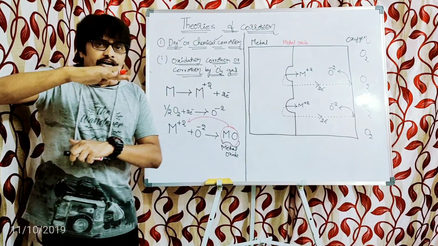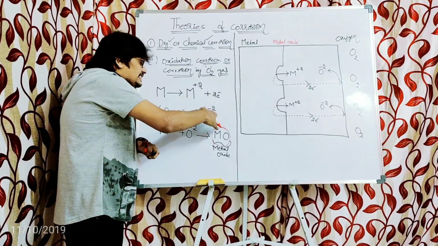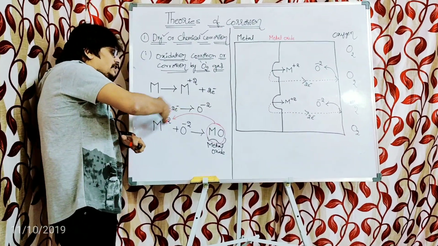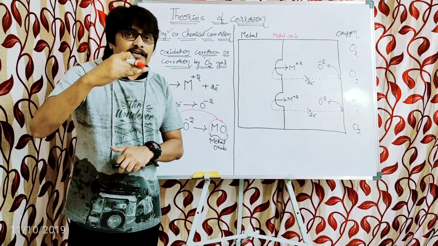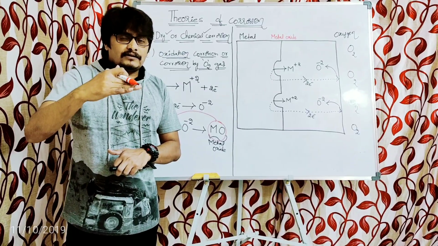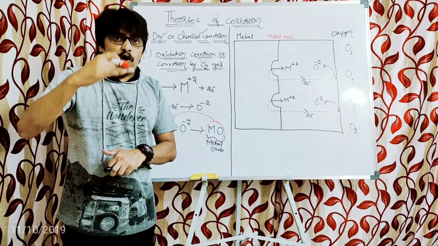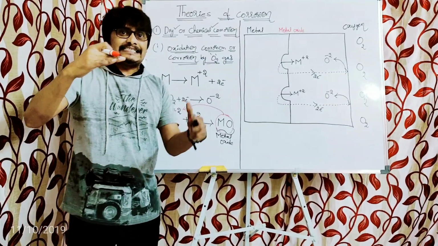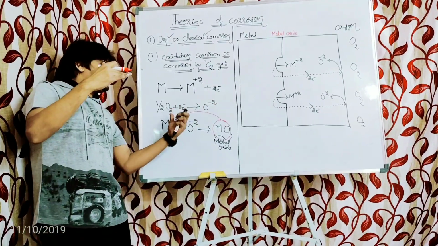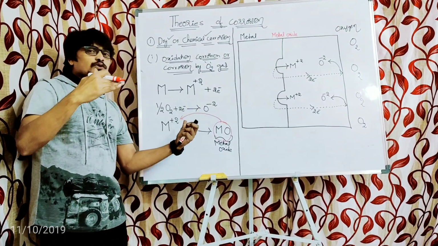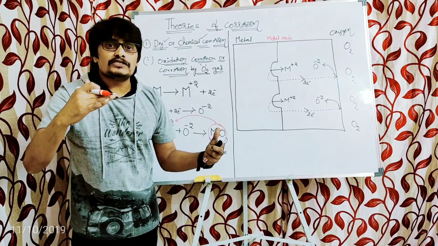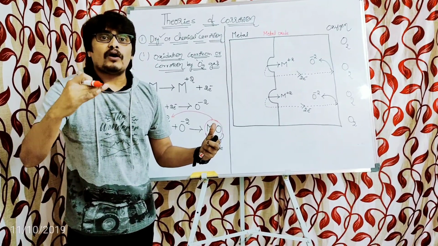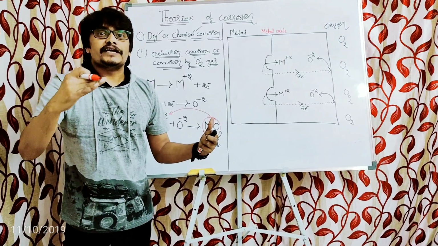Now, whenever the metal oxide which has been formed is dissociating back to M plus 2 and O minus 2 ions, we can say that, since it is dissociating into M plus 2 and O minus 2, those metals have not undergone the oxidation, corrosion.